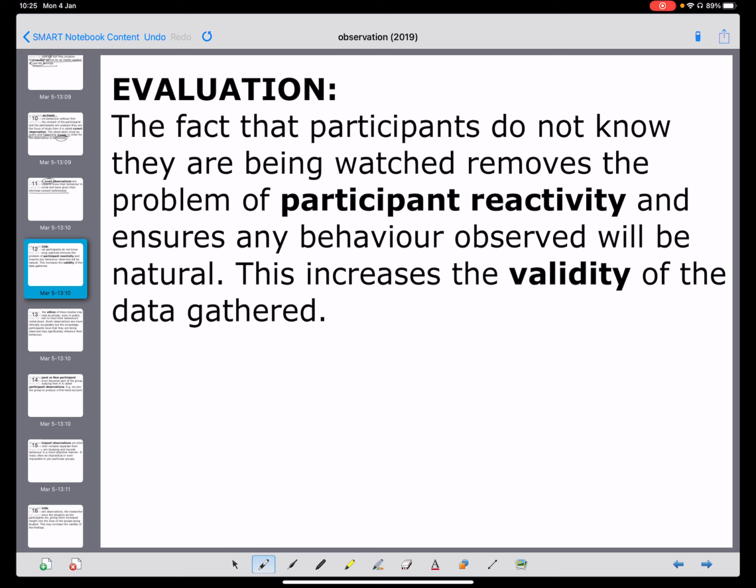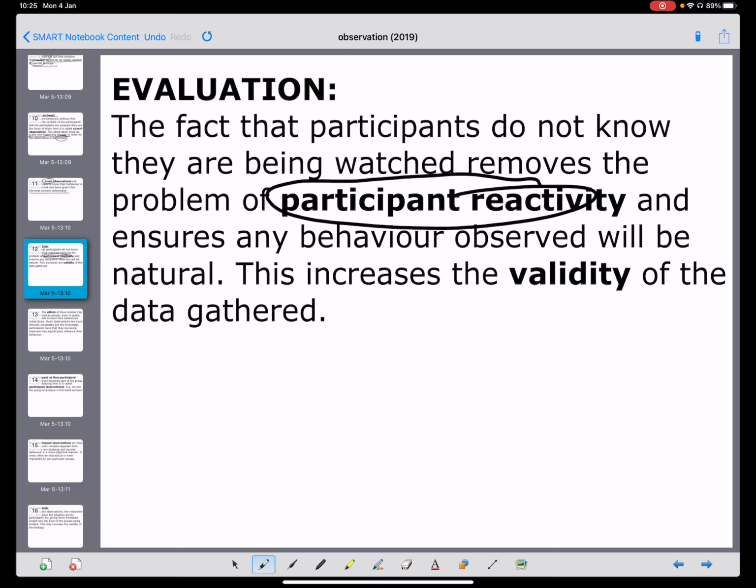We find that participants are going to potentially behave differently if they know that they're being observed. And so a problem for overt observation is participant reactivity.